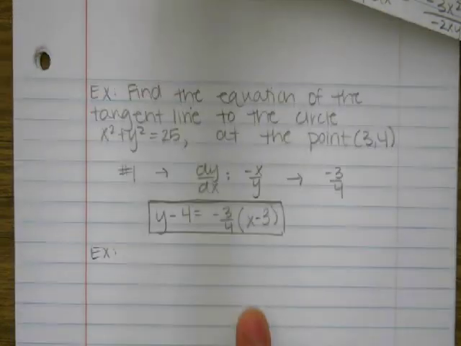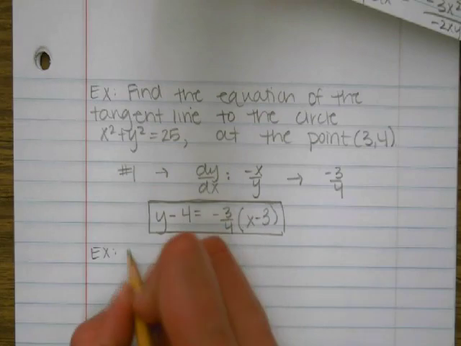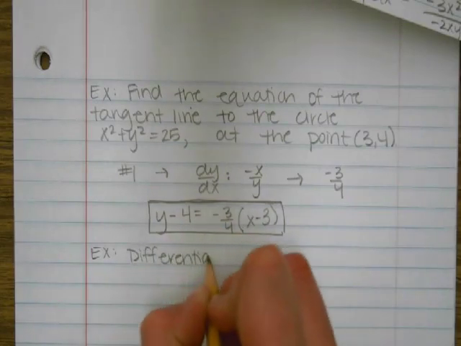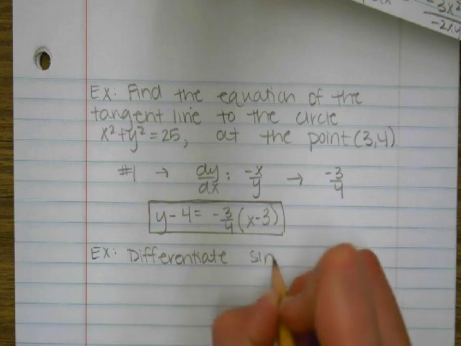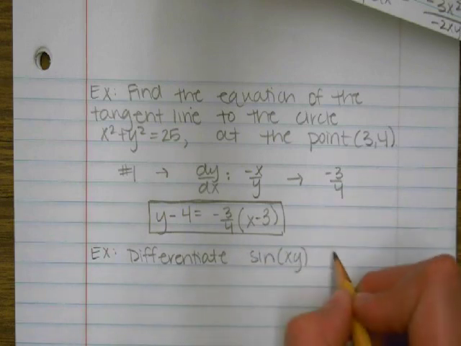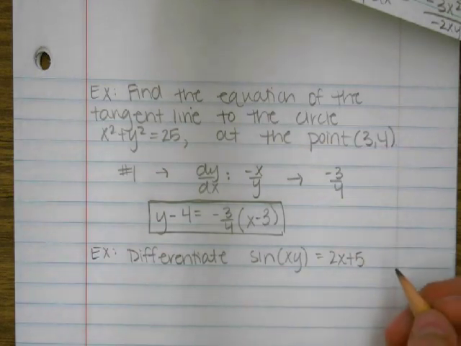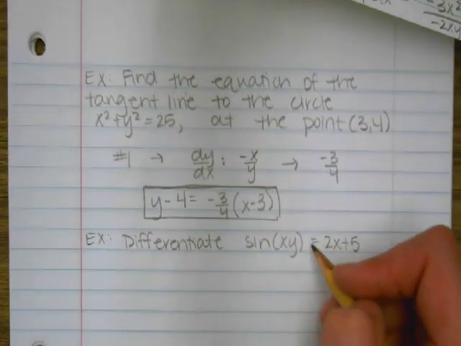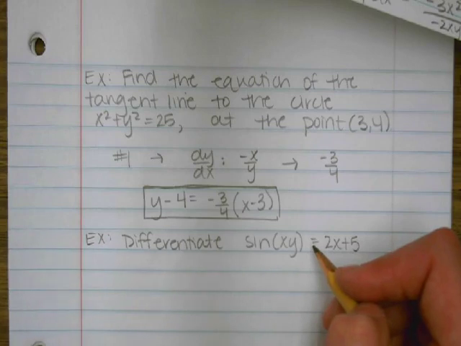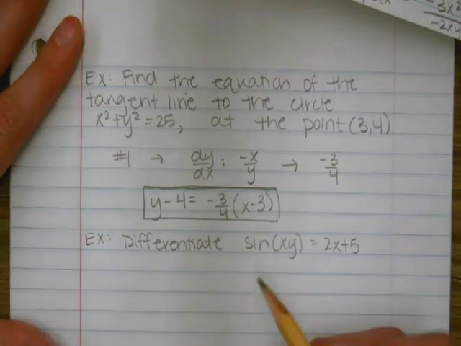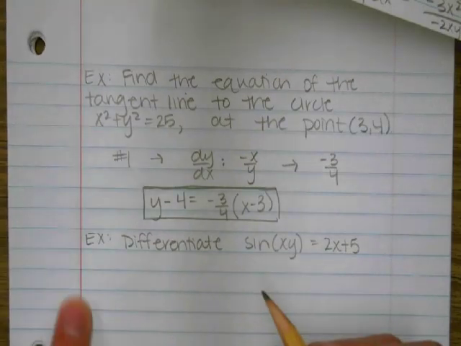All right, here's another example. We're going to say that we want to differentiate sine of xy equals 2x plus 5. So again, it would be very difficult for us to isolate this equation and make it a function where y equals something in terms of x. So we're going to go ahead and use implicit differentiation on this.